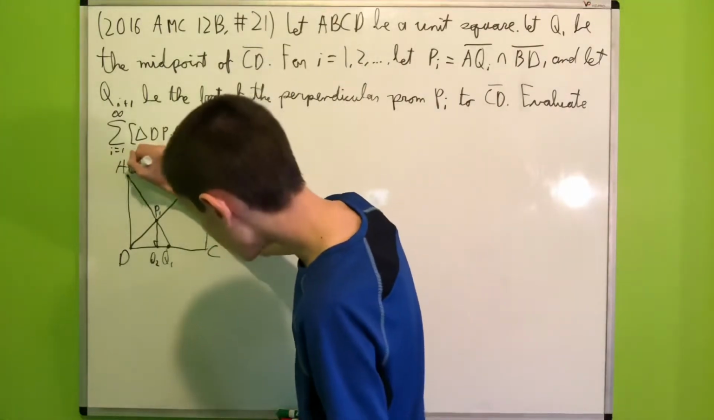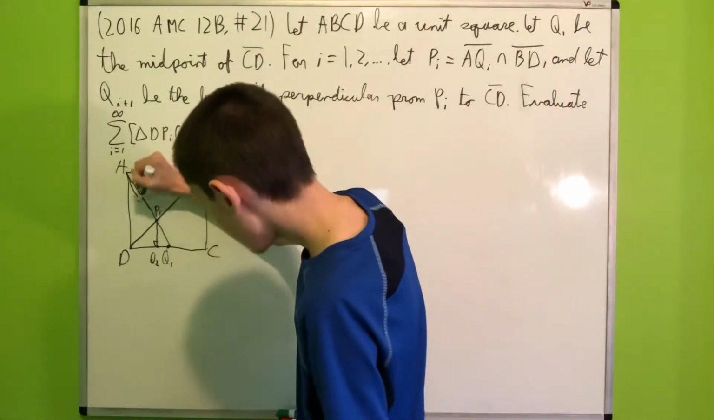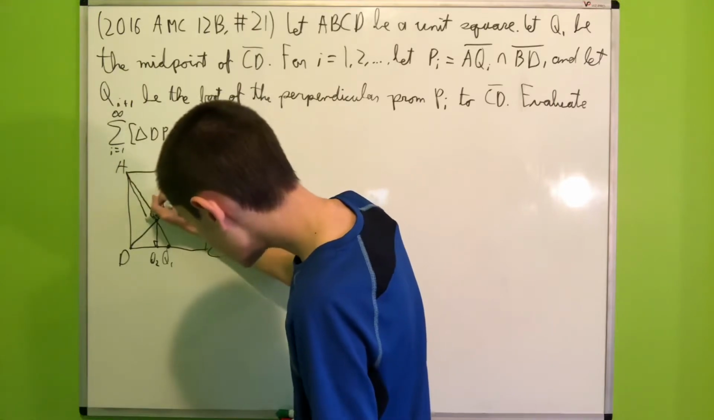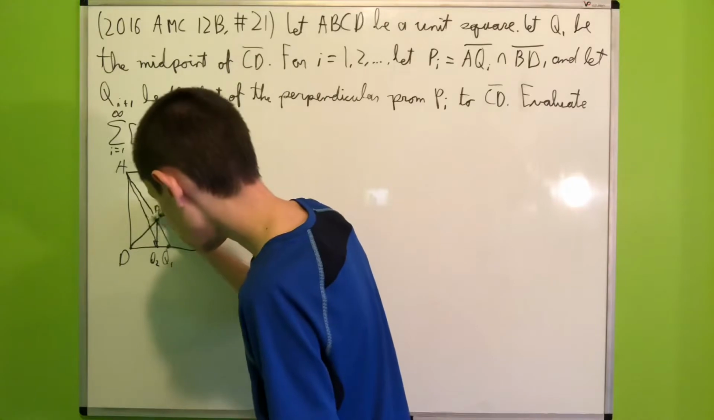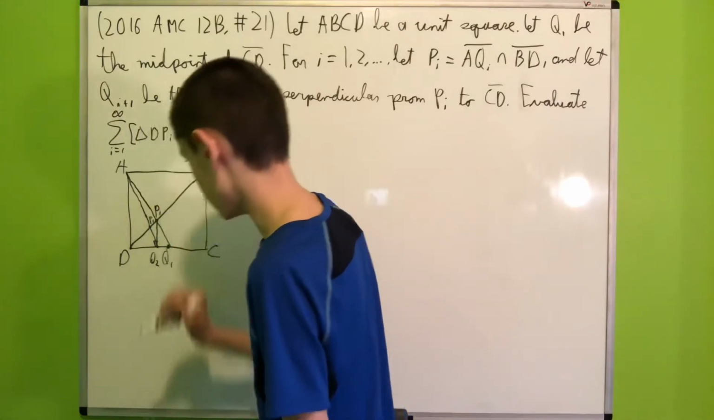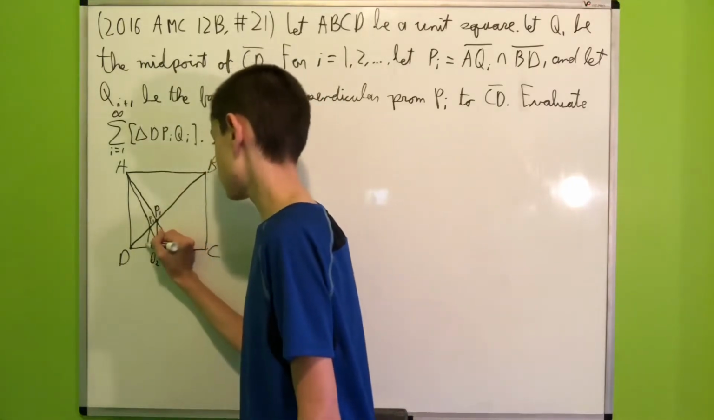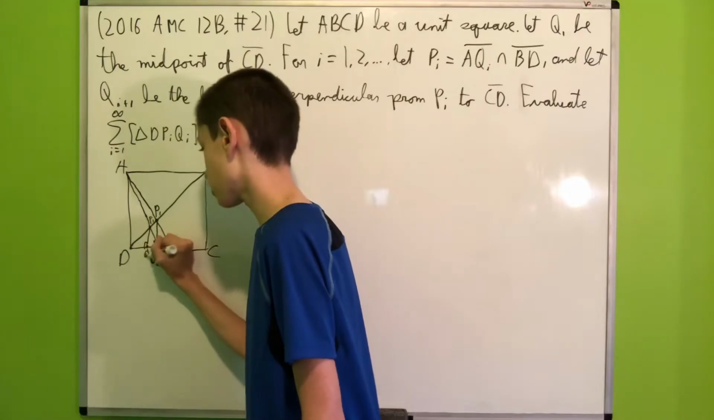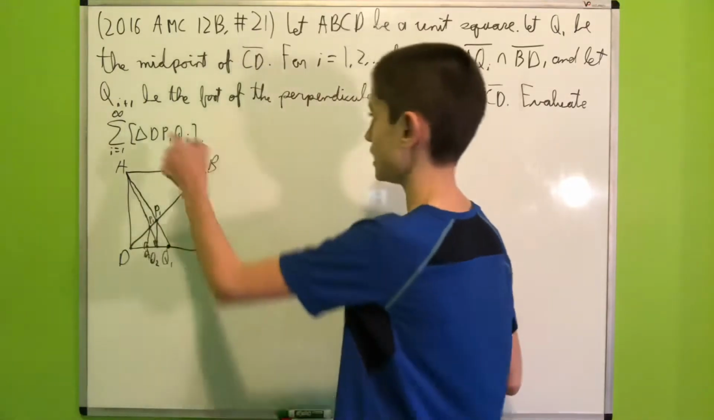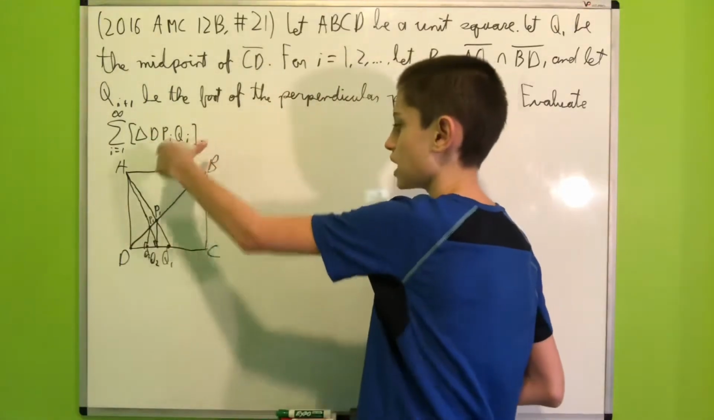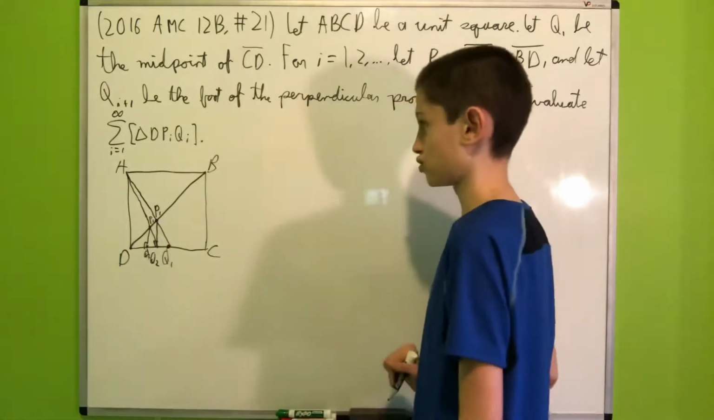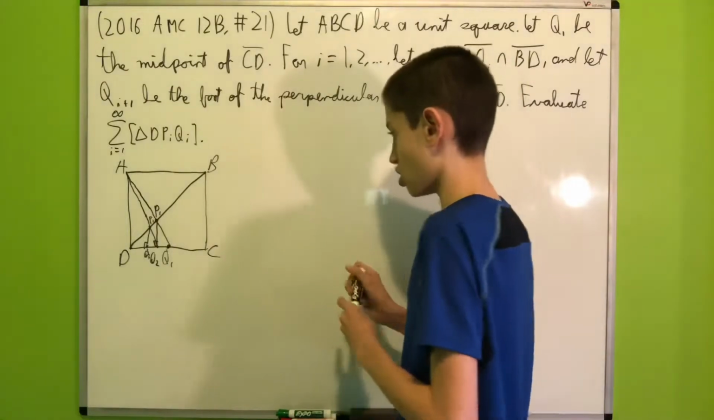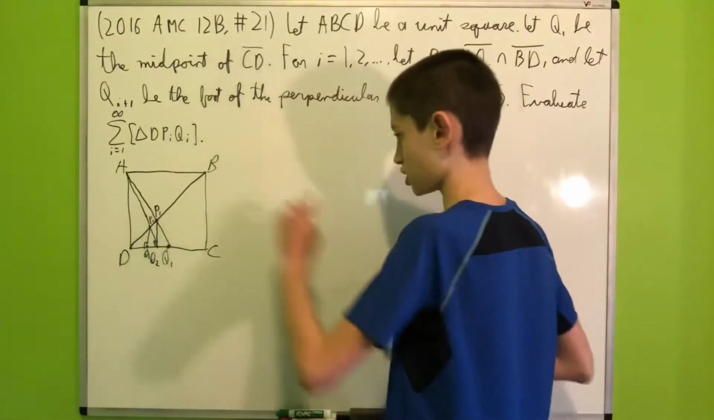Okay, never mind. So, and then we connect A and Q2 to get P2, and then drop the perpendicular to get Q3, and this goes on until infinity, and we want to sum up all of the areas of triangle DPiQi where i runs from 1 to infinity. Okay, so how do we proceed?